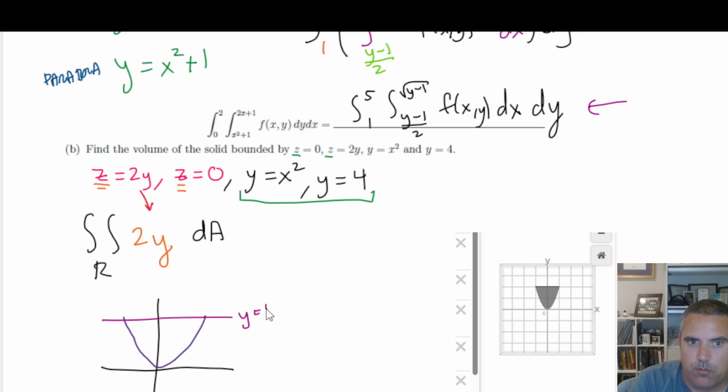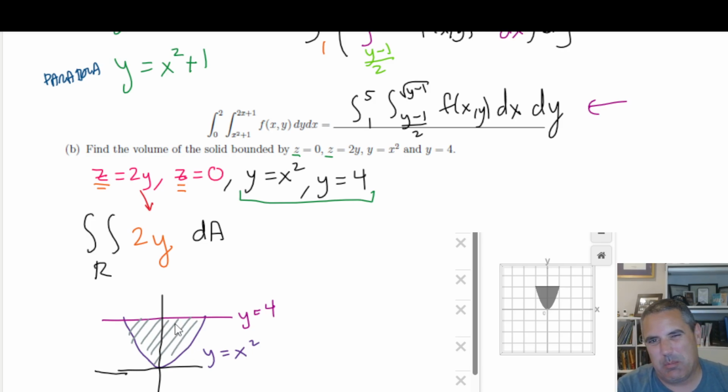Y equals 4. Now, some students made an additional assumption. Nothing in this problem mentioned the x or y axis. So this is the region. I find that the axes sometimes cause trouble because the problem did not mention those axes. So a lot of people had half the volume because they didn't deal with the whole thing. We'll be done the moment we can describe this.